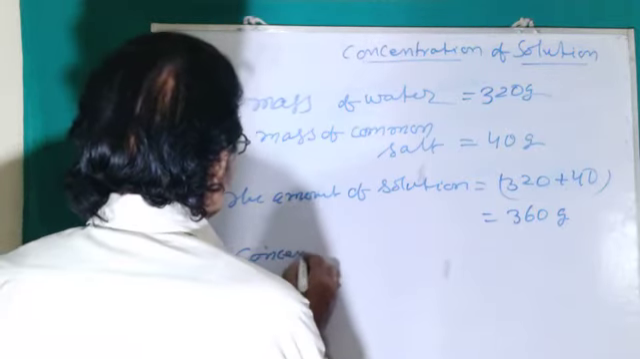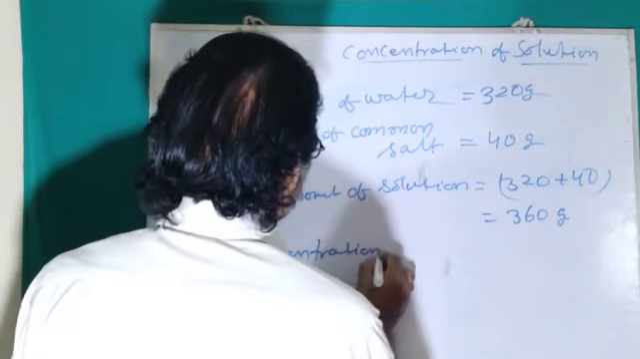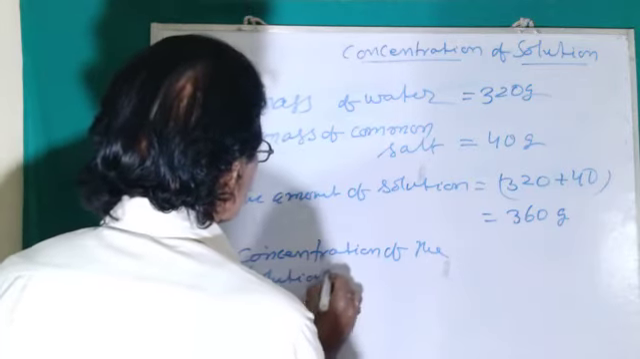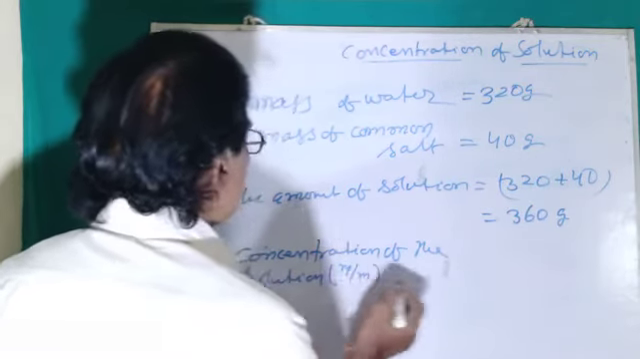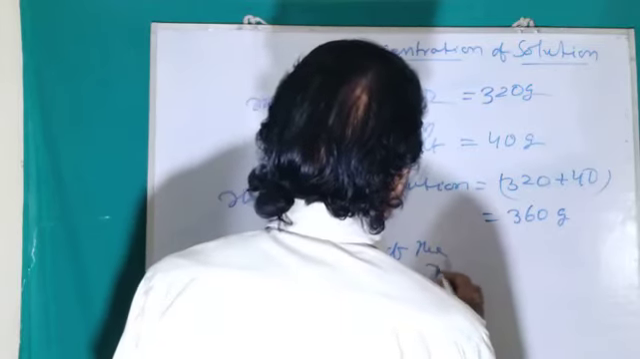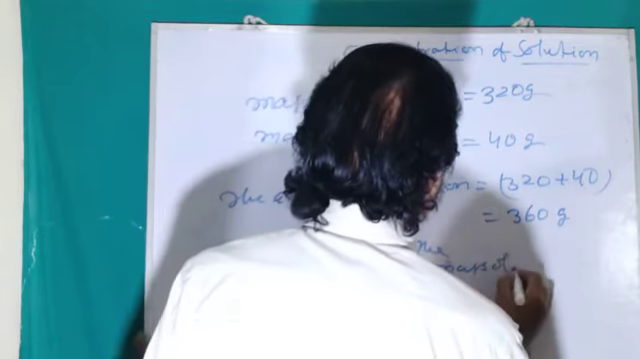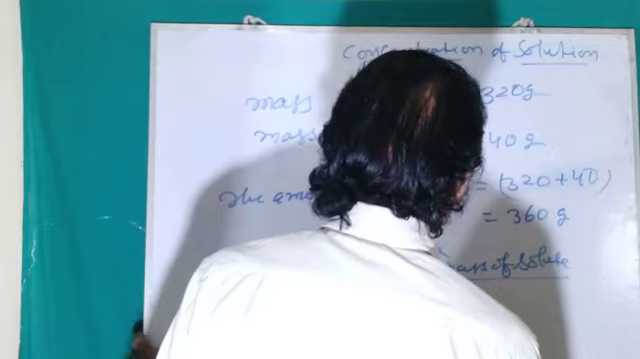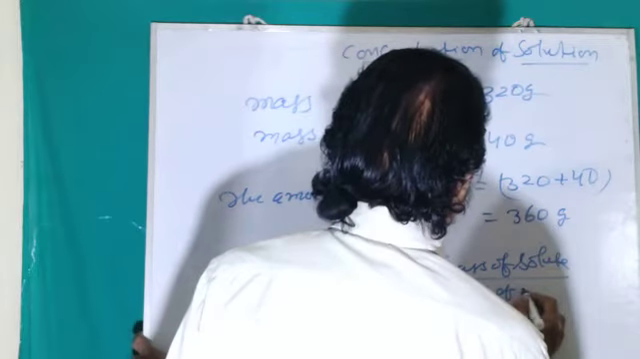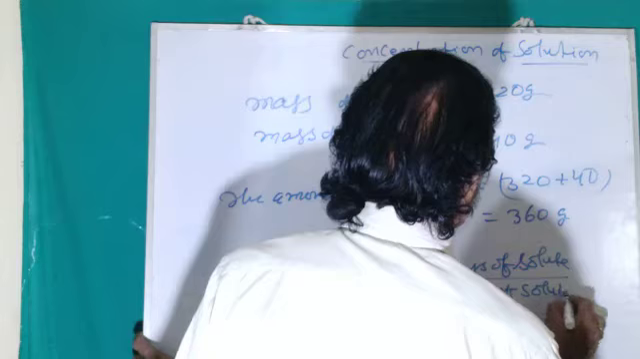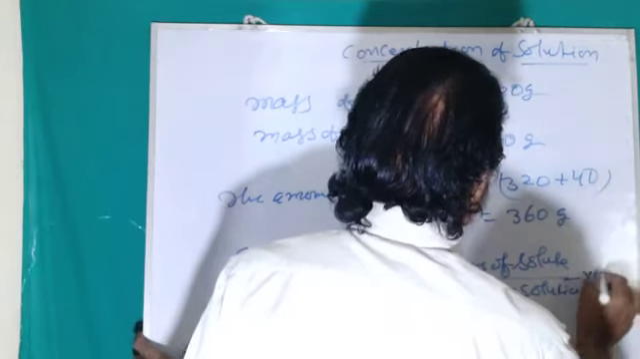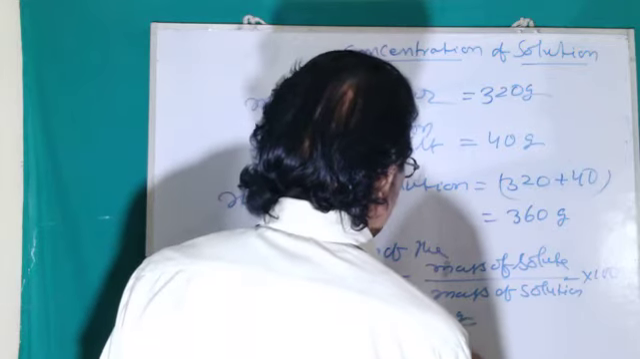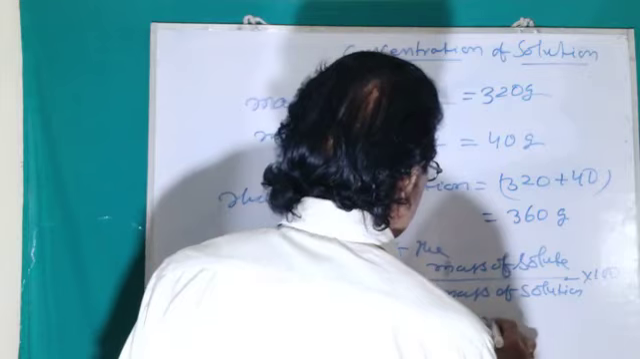Now in order to express the concentration by mass, we have concentration of the solution, m by m means mass by mass, equal to mass of solute by mass of solution into 100, equal to here 40 gram by 360 gram into 100.